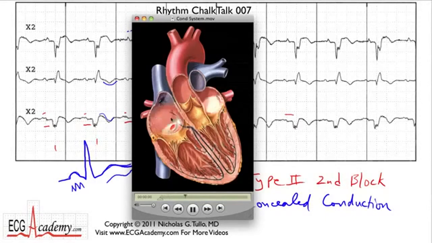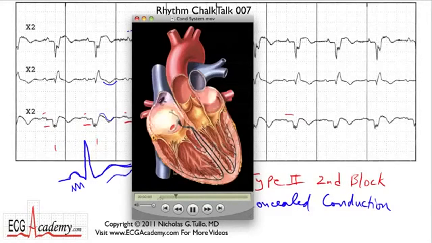That gives the atria a chance to contract and push the blood through the heart valves. So there's a little bit of delay that's supposed to be there. Remember, normal PR interval should be 120 to 200 milliseconds. And then the signal propagates down the His bundle in the Purkinje system.